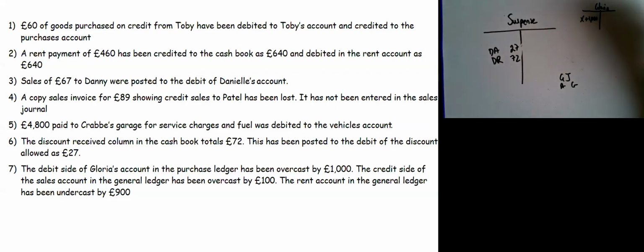What does it mean? Sorry, so that Gloria's account debit side, it just means that they've said that she's paid more than she actually has. So they said that she paid £1,000 more than she has.